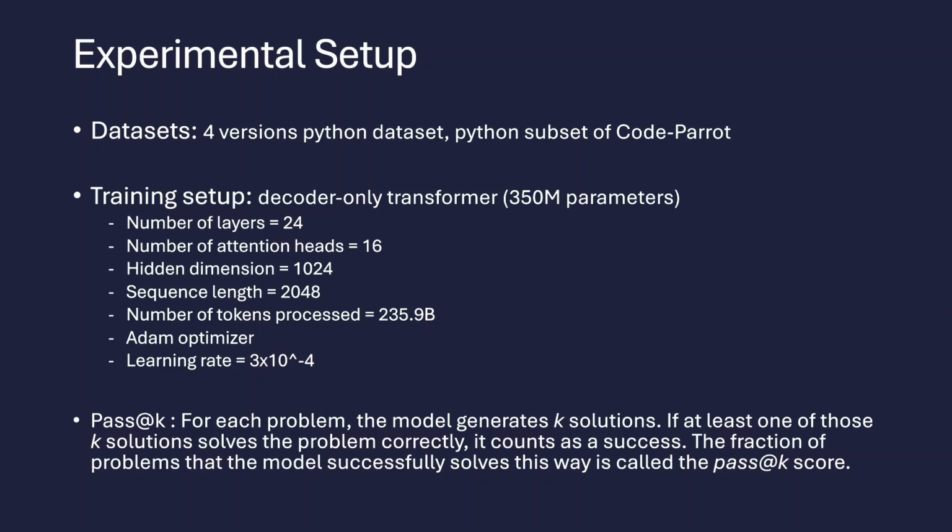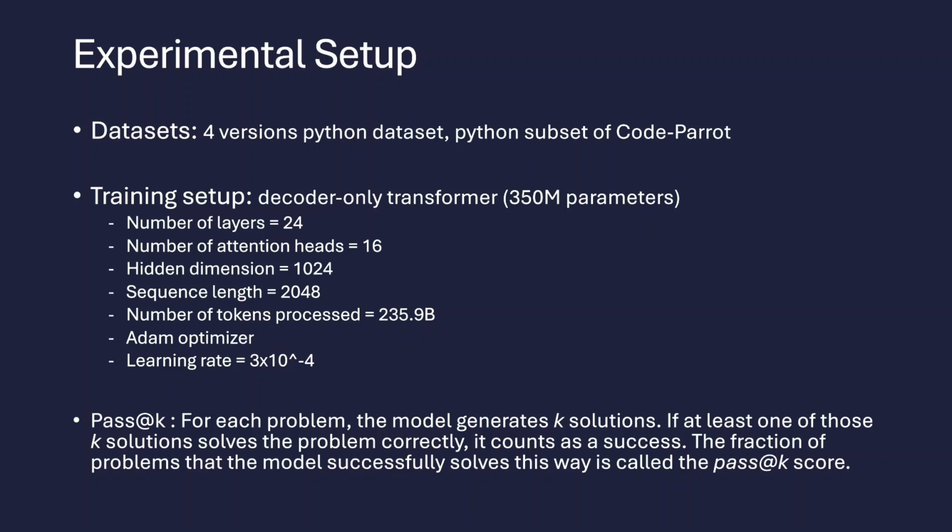And in the tokenization, they processed 235.9 billion tokens, and they have used Adam optimizer as the gradient descent algorithm, and the learning rate they use is just 3 into 10 power minus 4. And they have trained on the data collected from the docstrings and comments, and they have trained the model CodeGen with 350 million parameters, and they have used the pass at k metric to evaluate the model.